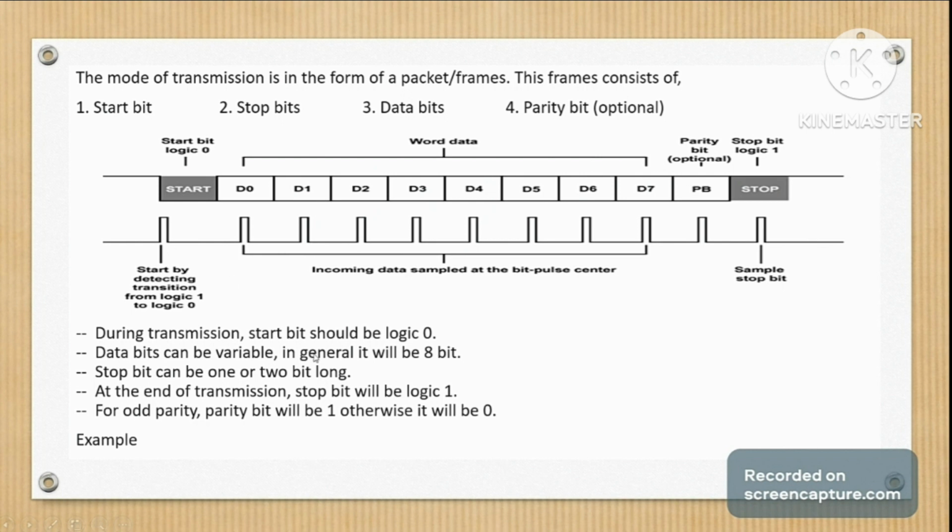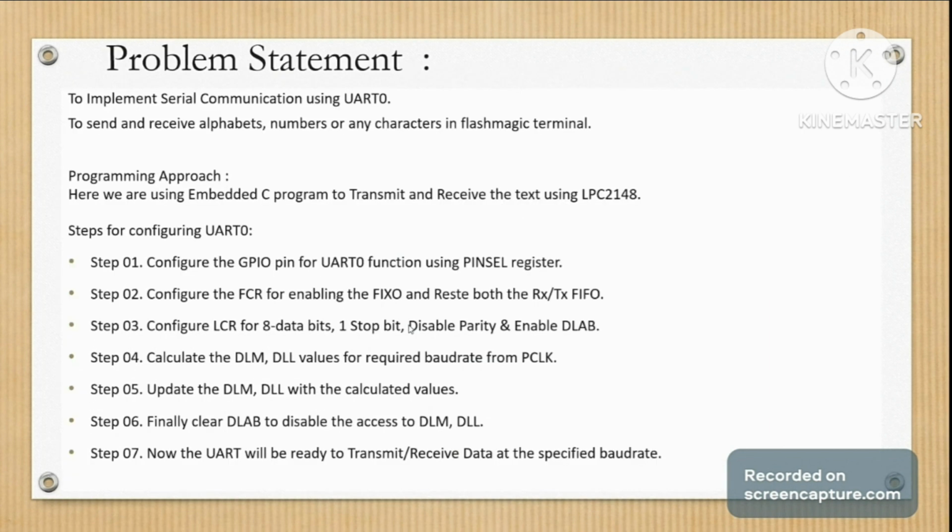Stop bit can be 1 or 2 bits long, and at the end of transmission, when all these 8 bits are transmitted, that shows the end of transmission. Then the stop bit will be logic 1. For odd parity, the parity bit will be 1, otherwise it will be 0. An example in real life is a computer and a printer. When the computer gives the handshaking signal, the printer will print the pages.